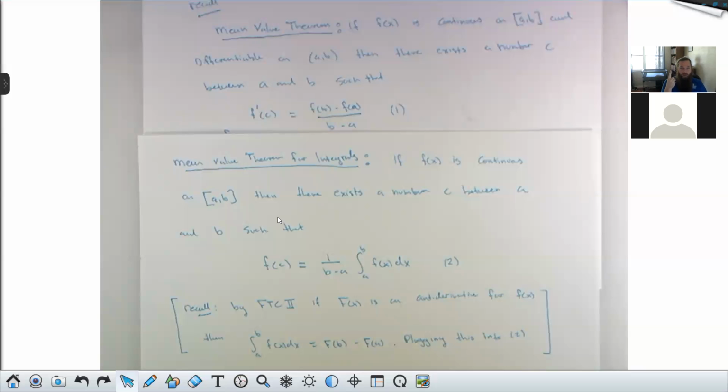This is FTC1. The way you prove this is by studying it as a function of the upper bound here, b. If I swap out this b for an x, I have 1 over x minus a times the integral from a to x of f of t dt. Or you just think of b as the variable. As a function of b, this is a differentiable function. Remember, FTC1 says if f is continuous, then the integral from a to x of f of t dt is differentiable. And its derivative is f of x.